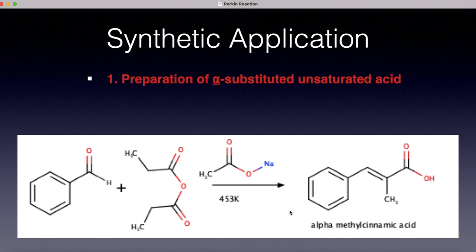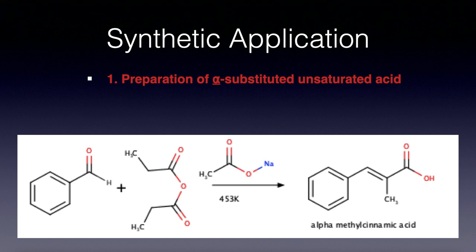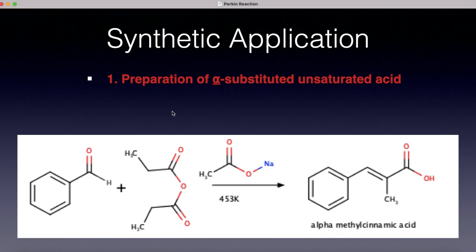Let us see the synthetic applications of Perkin reaction. The first synthetic application is the preparation of alpha substituted unsaturated acid, that is alpha methyl cinnamic acid. It is prepared by using benzaldehyde on treatment with this anhydride. There is the formation of alpha methyl cinnamic acid.